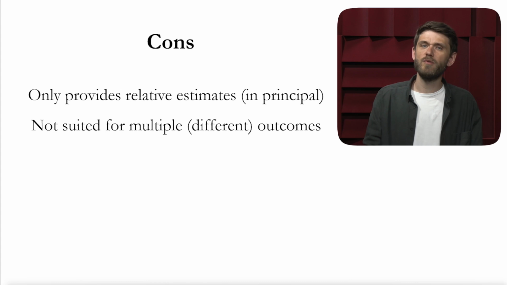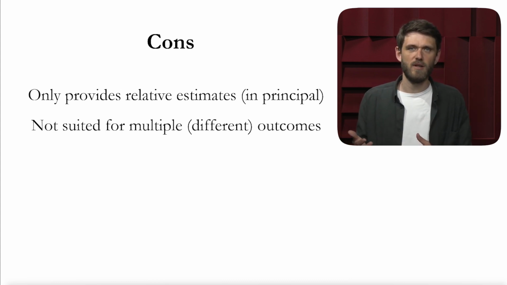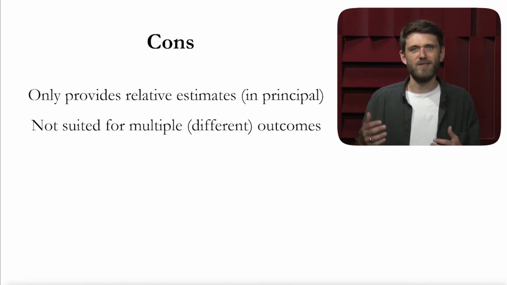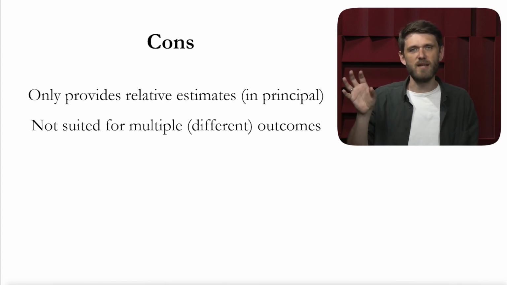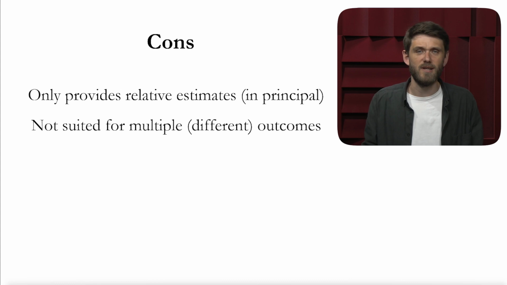It's also not suited for multiple different outcomes. I can easily, in a case control study, subdivide an overarching outcome into subtypes, but if you want to change the outcome, you are certainly changing your sampling frame and will have to basically redo the entire study. So while it's easy to change your exposure, it's not as easy to change your outcome.